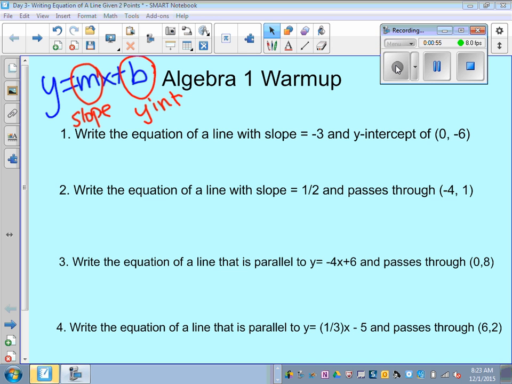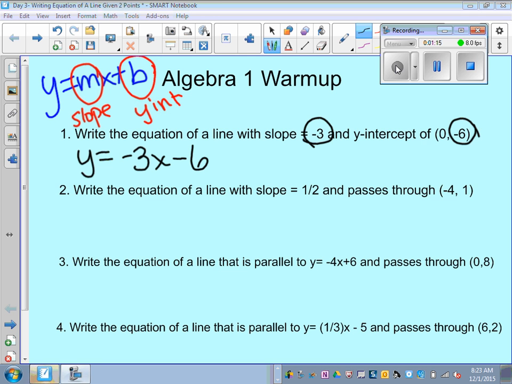Alright, so for my equation here, they gave me my slope, they gave me my y-intercept, so all I have to do is put that in my equation. If y equals, instead of m, I know my m, -3, and then b, they gave that to me, it's -6. So my equation is simply y equals -3x minus 6, and that's it. They gave you your slope, they gave you your y-intercept, all you do is put it into your equation. Any questions on that? Raise your hand if you got that.